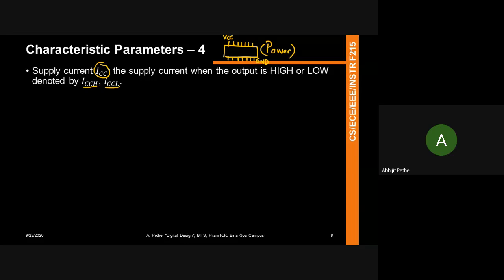Because this is a measure of the power. If you have a high ICC, it means that your gate is consuming more power to give you that particular logic function. Remember, power in any electric circuit is given by V times I. So if my I goes high, it means that my gate is consuming more power. And so if power is something that you care about, you'll find the logic family which does not have very high ICCs.